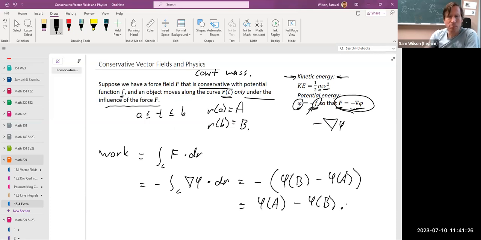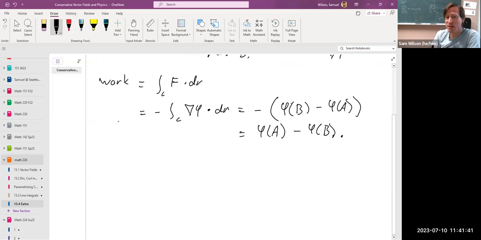Okay. But there's another way to figure out or to express what the work is from this line integral, which is using the fact that this object is moving only under the influence of the force F. If the object is moving under the influence only of the force F, then that means that it has to follow Newton's second law. I mean, it always follows Newton's second law, but we can account for Newton's second law because we know all of the forces acting on the object, because there's just the one force.